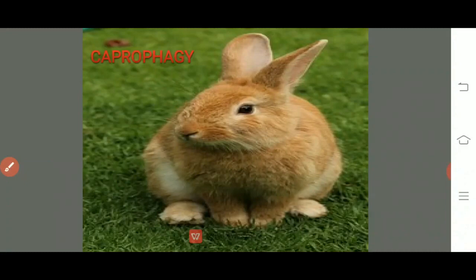And in herbivorous animals like rabbits, they exhibit a special kind of mechanism which is known as caprophagy. That is, the undigested food along with the nutrients is ejected outside the body in the form of fecal matter, and the fecal matter, which is a rich source of nutrients that has not been absorbed in the small intestine, is re-swallowed by the organism. So the habit of feeding on fecal matter is known as caprophagy. This is commonly seen in the rabbit.